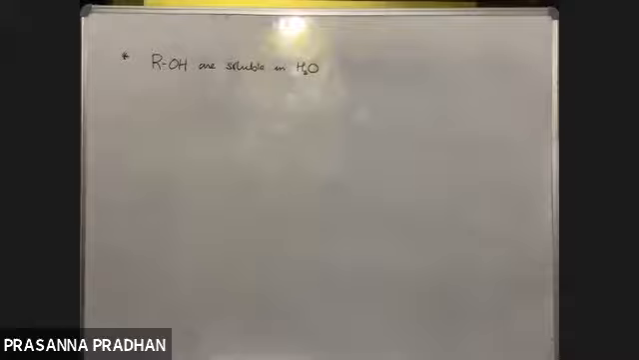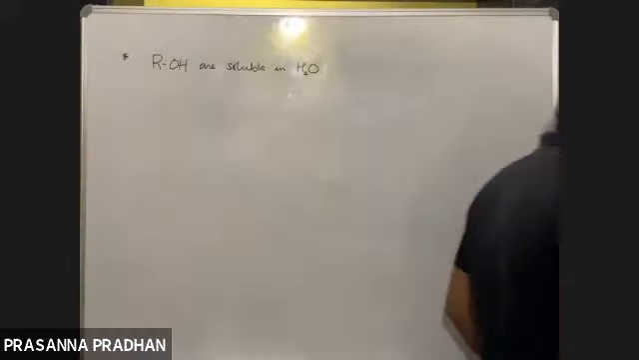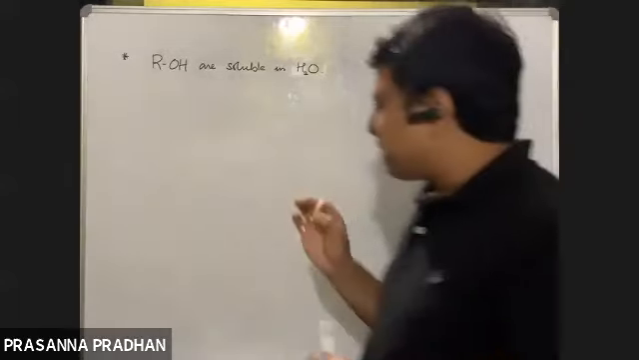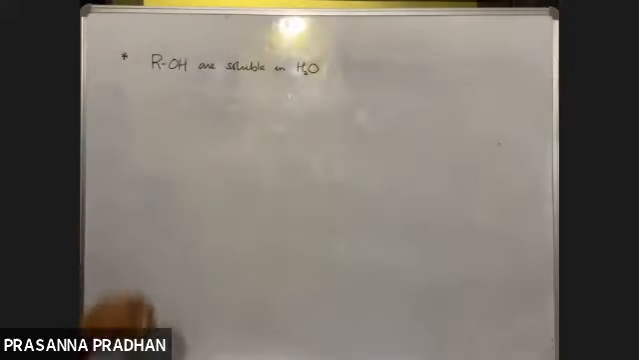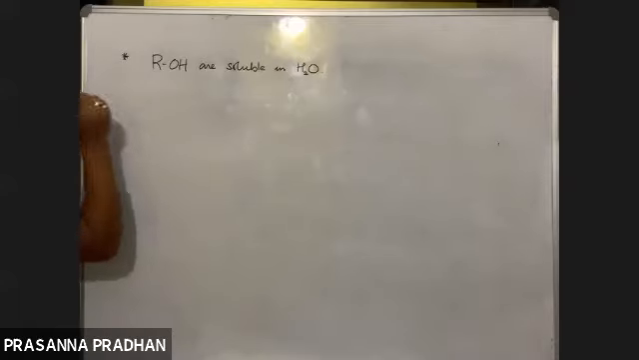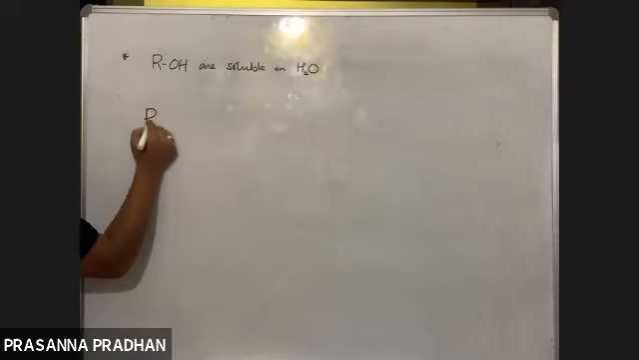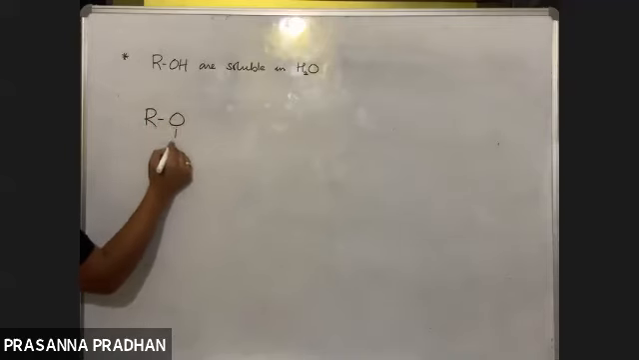Yes, what is the concept of solubility? Why are some compounds soluble in water? What is the concept? Due to polarity. So one simple explanation which will be common: those organic compounds which can form hydrogen bonding with water will be soluble. So why are alcohols soluble in water? Alcohols are soluble in water due to the tendency to form hydrogen bonding with water.